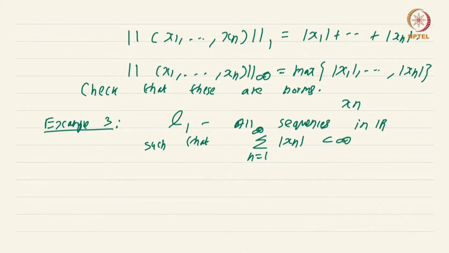Now it is an easy exercise for you to see that this little l1 is in fact a vector space with componentwise addition, and the definition above gives a norm. These are all easy checks that again I'm going to leave to you.